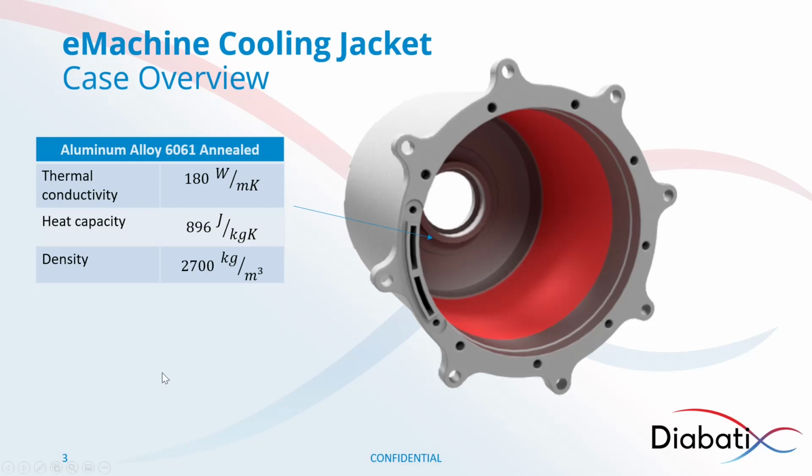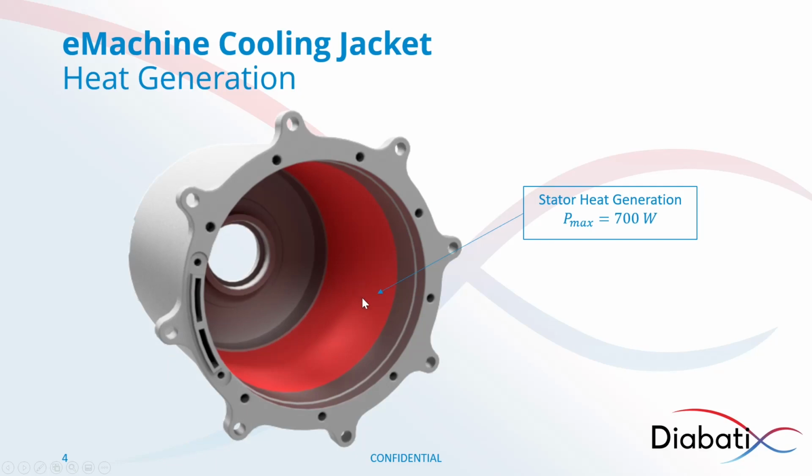Other than the solid properties, of course, like I just mentioned, the important part of the solid region would be the heated wall, which is inside this cooling jacket cover. This is typically the wall or the surface that would be directly in contact with the outer region in terms of the heating power. And the heating power itself is around 700 watts. That's the maximum heating power for this heated wall, and that's what we will take into consideration in our case setup as well.